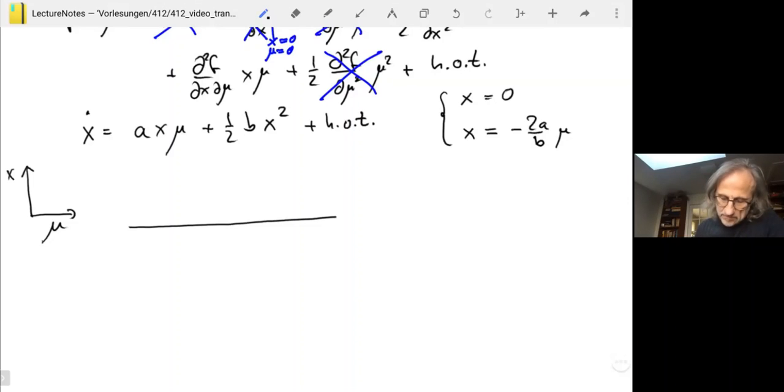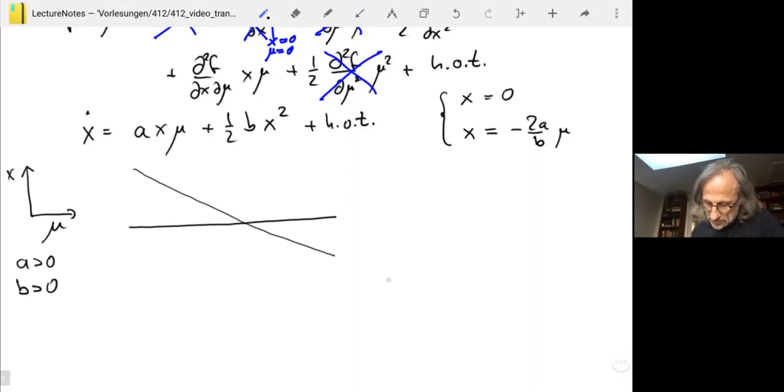So we need to again assume something about the signs of a and b. So let's say a is positive, b is positive. Then in that case, if mu is positive, x would be negative, and we have that other branch looks like this. And if we look also at a case a positive but b negative, we have x equals 0, again a solution. And now a and b have opposite signs, and now if mu is positive, the whole thing is positive, and we get a branch that looks like this.